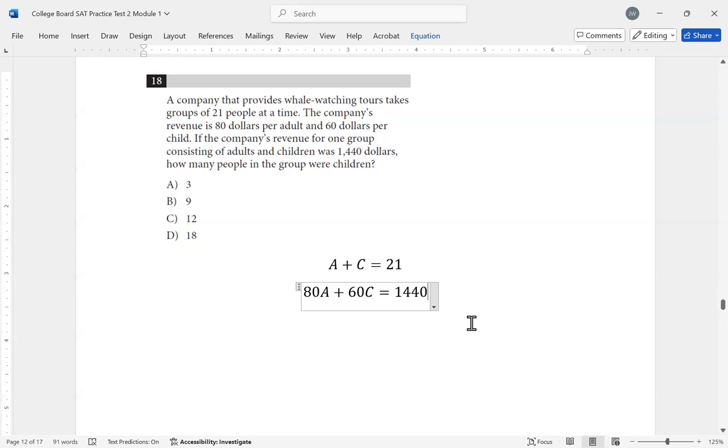And I can just solve this system of linear equations using whatever technique I want. I'm going to use elimination. I'm going to be a little bit clever about this. It's going to ask how many people in the group were children. So I'm going to eliminate the A. I'll eliminate the adults. And the way I do that is I'm going to multiply that top equation by a negative 80 on the left and on the right.